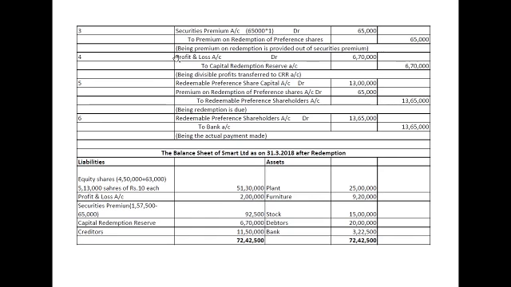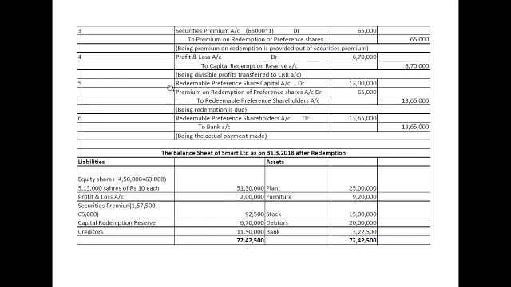Now the next entry is for creation of, or transfer of amount to, the CRR account, capital redemption reserve account. So you require the difference amount of 6,70,000. That is available from the profit and loss account. So profit and loss account debit 6,70,000 to capital redemption reserve account, being divisible profit transferred to CRR.